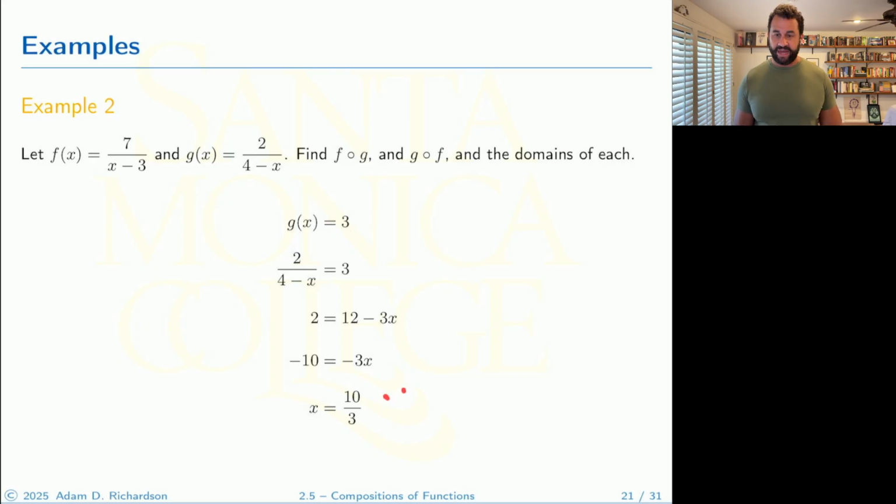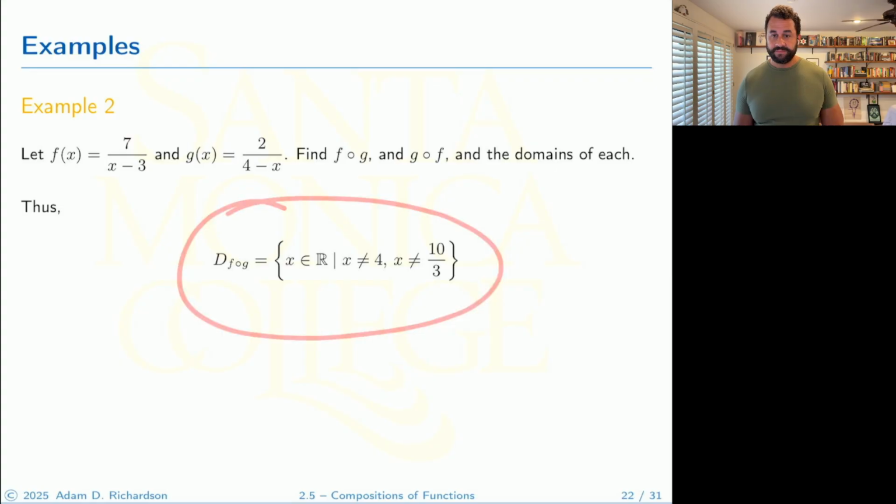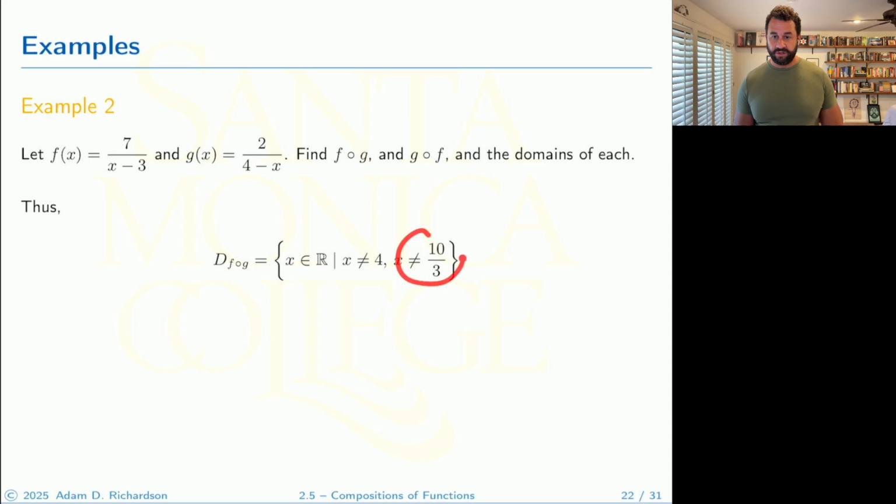So this is the bad number. We don't want this in the domain of the composition, because g is going to send this number to 3, and then we're going to try to plug that number into f, and f doesn't like the number 3. All right? So we know what to cut out, and we already have the original restriction that x can't be 4, so the domain of our composition is this. It's all the real numbers as long as x is not 4 because of this problem, and x is not 10/3 because 10/3 gets mapped to 3, and f does not like 3.